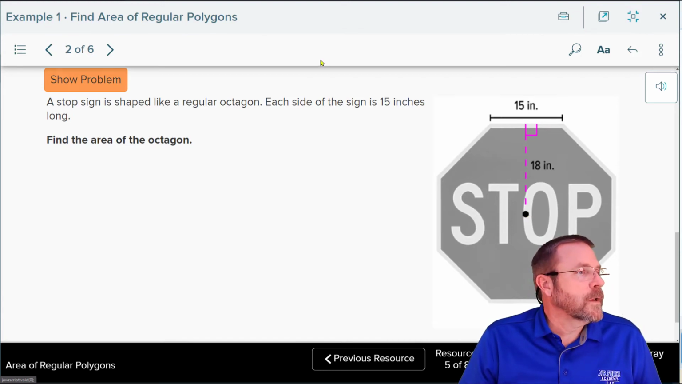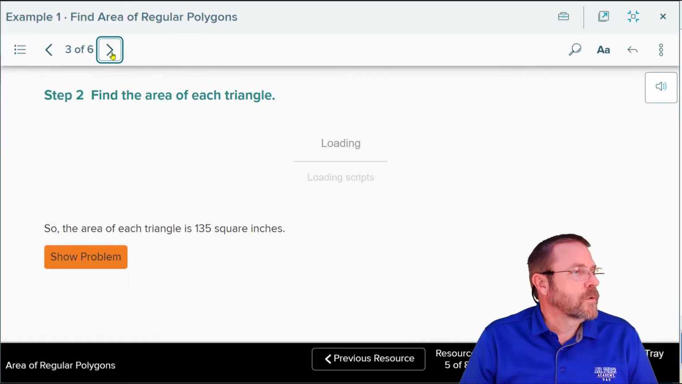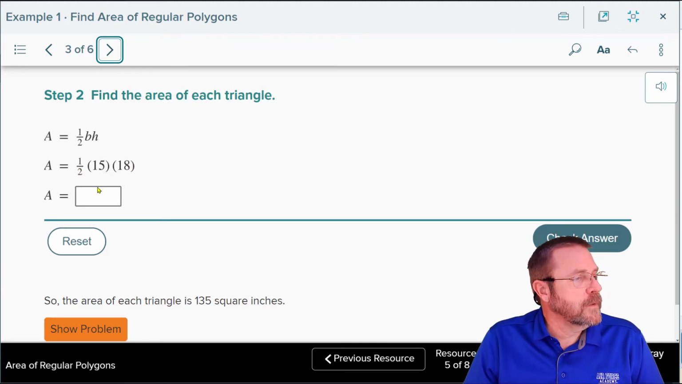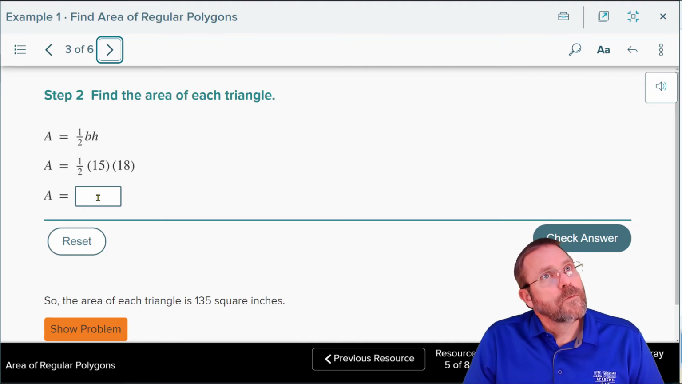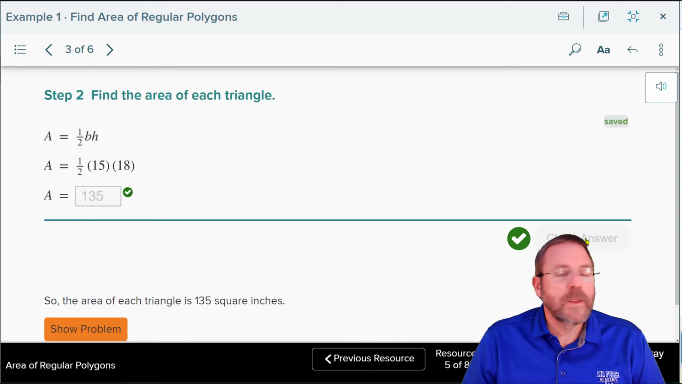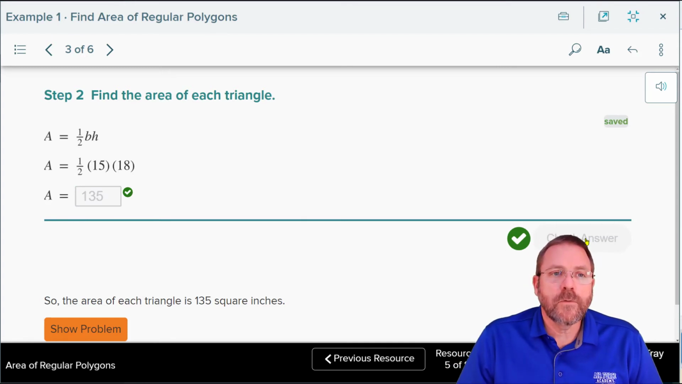From there, we're going to jump back over to where they were showing their work. 1/2 of 15 times 18. Well, I'm going to say 1/2 of 18 is 9. 9 times 15 is going to be 90 plus 45 is going to be 135. So the area of each one of those individual triangles is going to be 135 units.